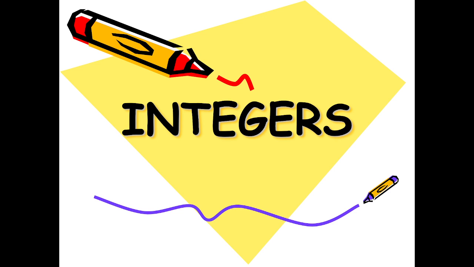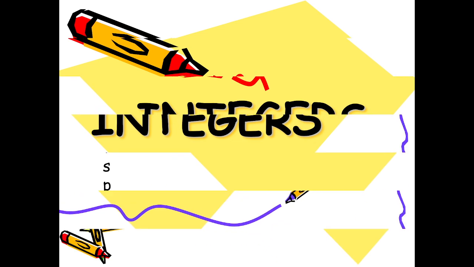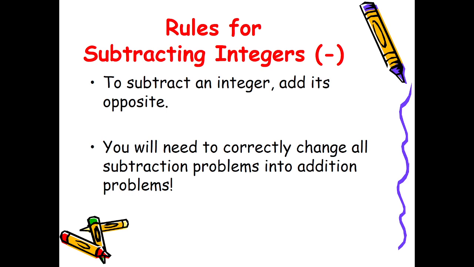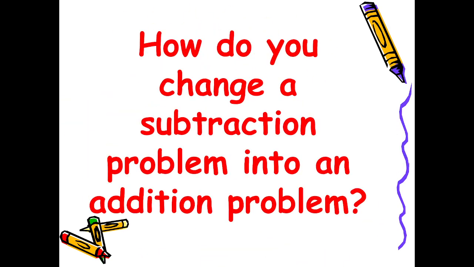In this video, I'm going to share with you the second lesson that I have for integers, and that is subtracting integers. So without further ado, let's get started. Firstly, what are the rules that we need to observe in subtracting integers? The first one is if we subtract integers, we need to add its opposite. Next is that we need to correctly change all our subtraction problems into addition problems. So the next question would be, how do we change a subtraction problem into an addition problem?